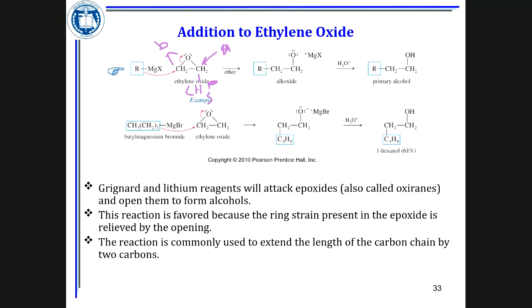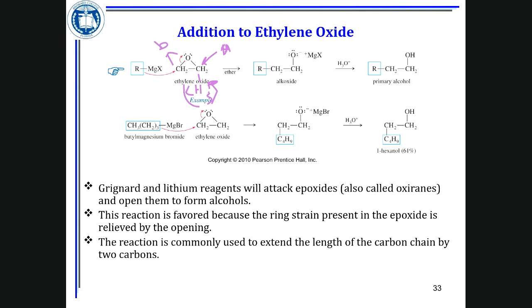To carbon B. Why carbon B? Because carbon B doesn't have the supporting group. Carbon A, which is basically a secondary carbon here, is going to be supported by the plus charge that you have. Where would the charge be more stable? Because this is a nucleophile and it's looking for a nucleus, it's looking for the plus charge.